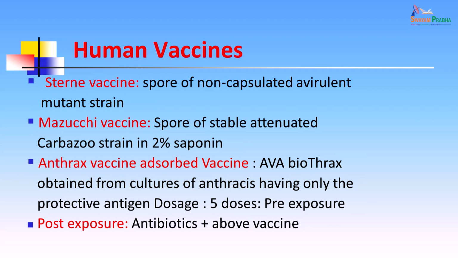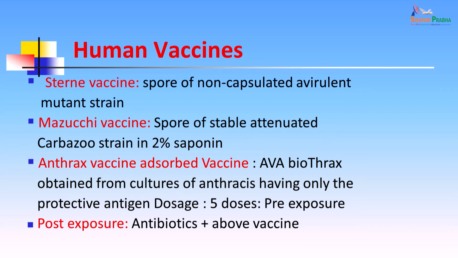The Stern vaccine is a historical vaccine. It is a spore of non-capsulated avian mutant strain. This was the first vaccine used by Pasteur and demonstrated its efficacy on sheep. The Mazuchi vaccine was a spore of a stable attenuated carbazoo strain in 2% saponin. The newest vaccine is the anthrax vaccine, absorbed vaccine, the AVA Biothrax, which is obtained from culture of Bacillus anthracis having only the protective antigen.